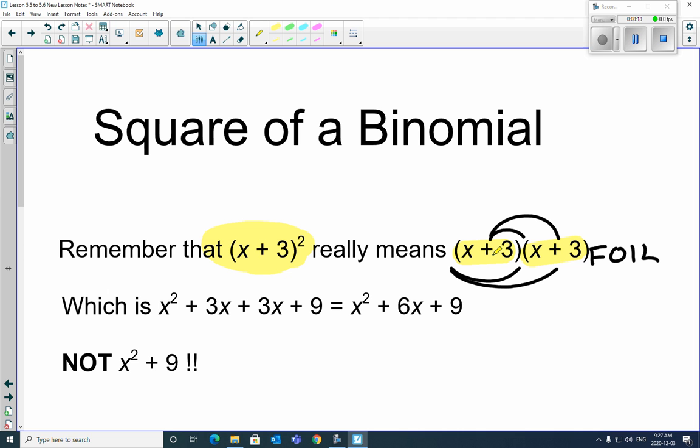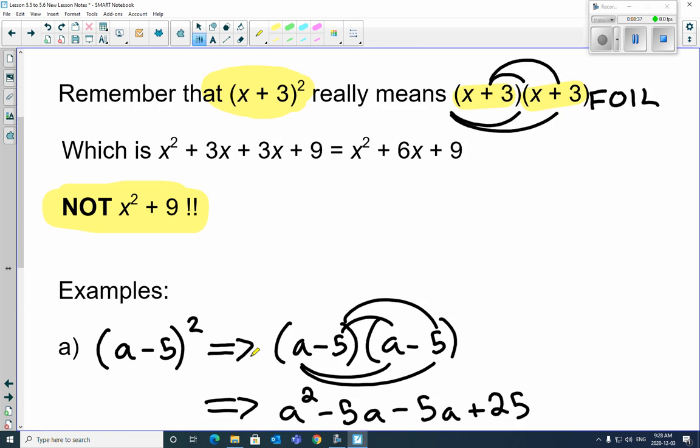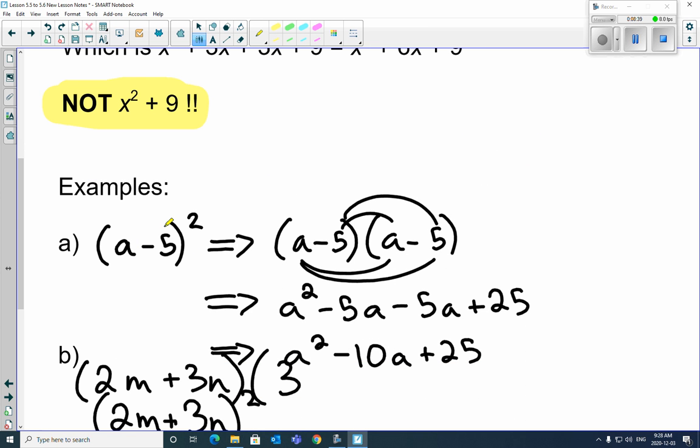Now, if you look, that's a binomial times a binomial. So then we could use FOIL, right? First, outside, inside, last. So careful. When you see x plus 3 squared, it does not mean x squared and 3 squared, which is 9. It's not that. Don't make that mistake. It's super common. That's why I'm warning you. Okay, so let's look at an example here. So we have a minus 5 in brackets squared. So what does that mean? Write it out this way always.